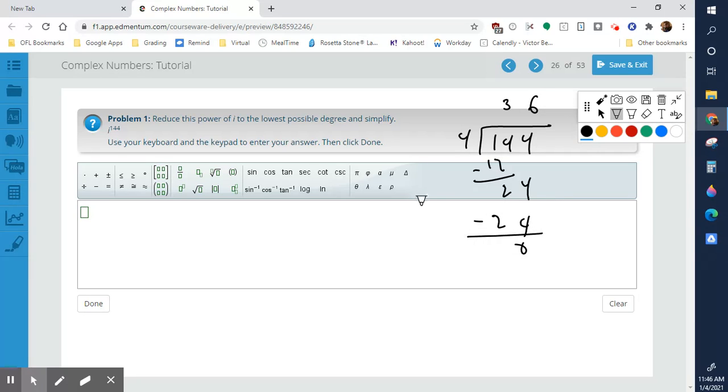So it's basically I to the 0. If it's I to the 0, that just means it's a 1. Anything to the 0 power is 1.